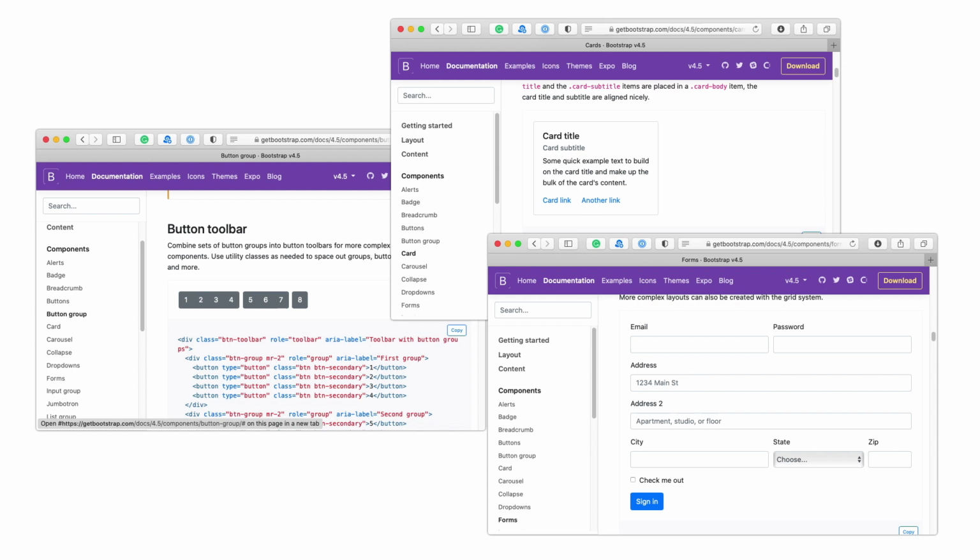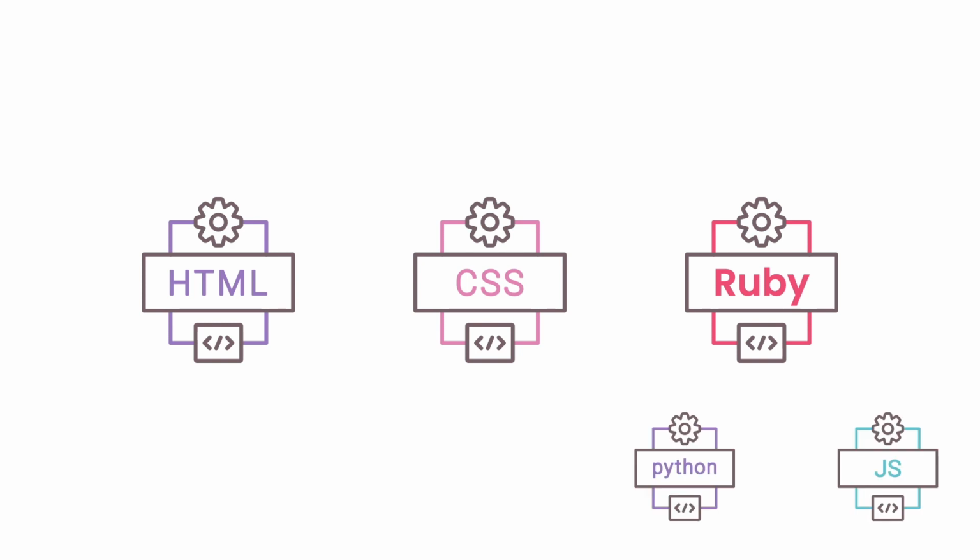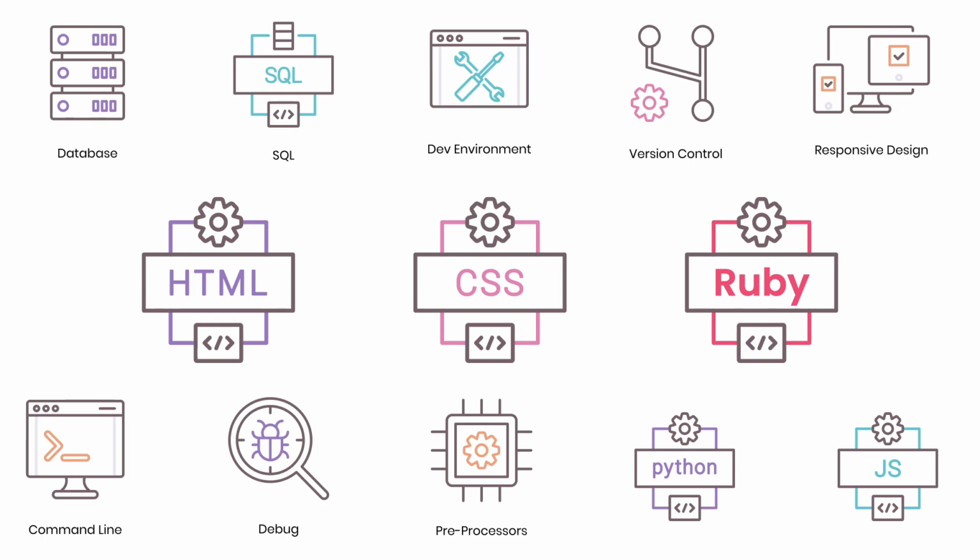Most companies out there will want you to know at least HTML, CSS, and one programming language like Ruby or JavaScript or Python, etc. And they also want you to know other things like databases and SQL, setting up your own development environment, and version control, and responsive design, and working with the command line, and debugging, and modern preprocessors.